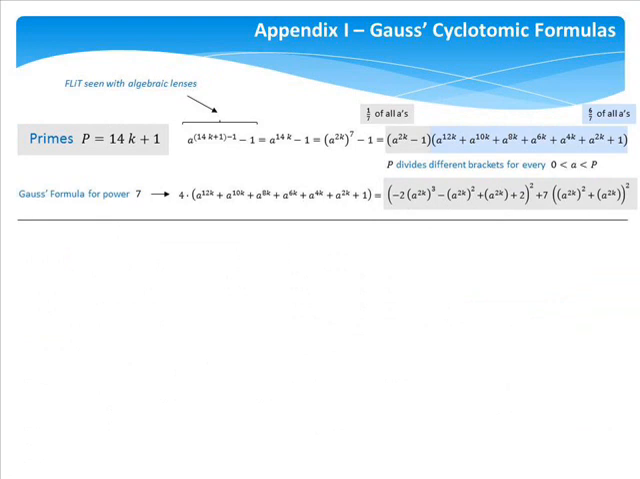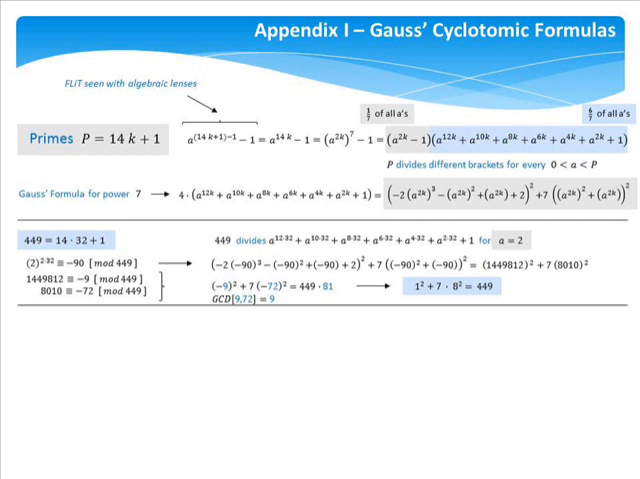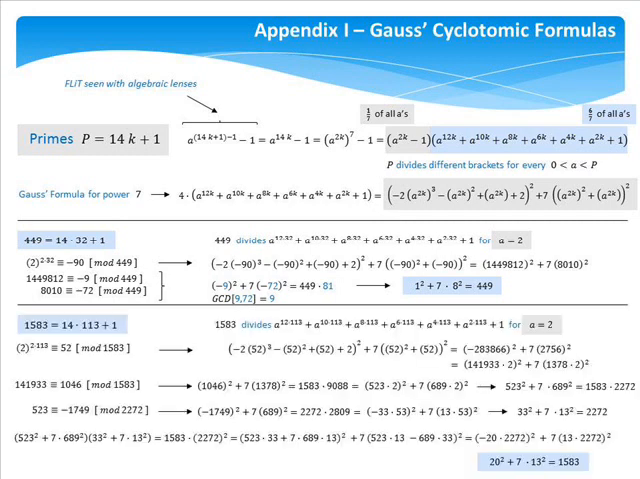Now it's time to examine primes of the form 14k plus 1, which divide Gauss cyclotomic formula for power 7 in 6/7 of A values between 0 and P minus 1. Below, two examples, primes 449 and 1583, and how we applied the method for finding a representation as x squared plus 7 times y squared.